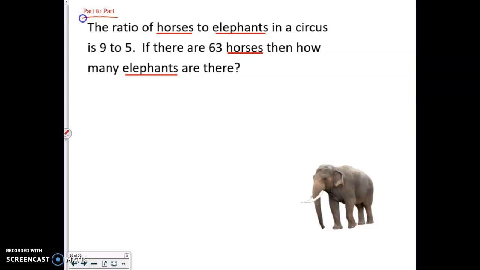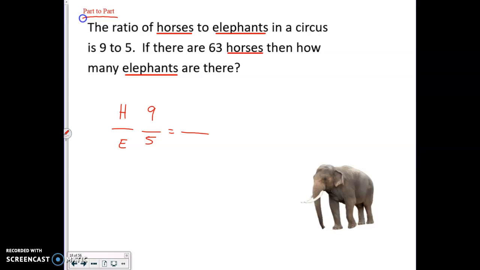But it says the ratio of horses to elephants. Notice that the terms are underlined. So that means we have horses and elephants. Okay, so if I'm going to put it in this setup, again, the label is everything. So it says that the ratio of horses to elephants in a circus is 9 horses to 5 elephants. What if there are 63, and again, notice that they're talking horses, not the combination of the two. This is a part-to-part proportion or part-to-part ratio that we are looking for here.